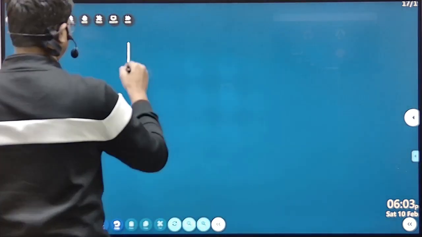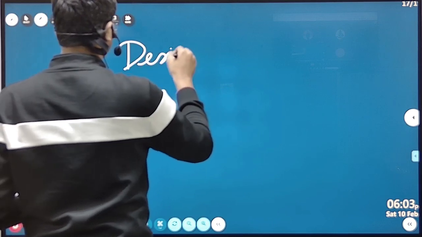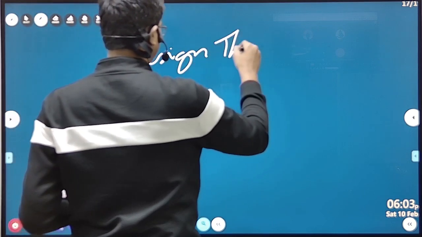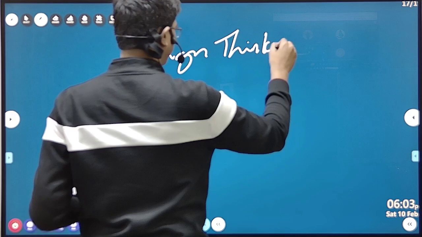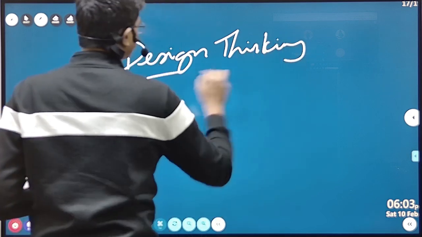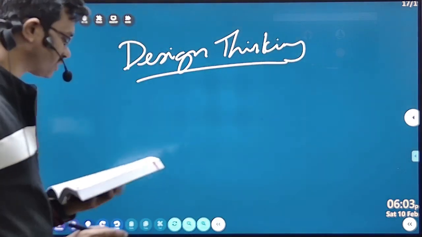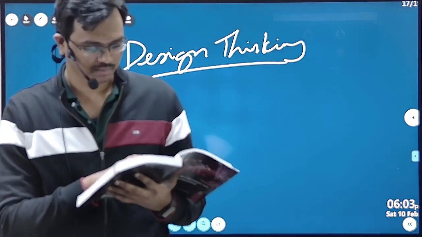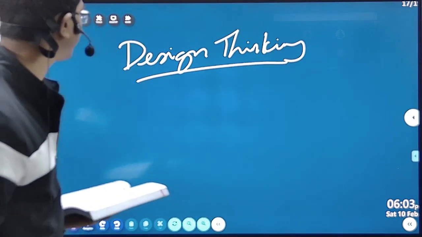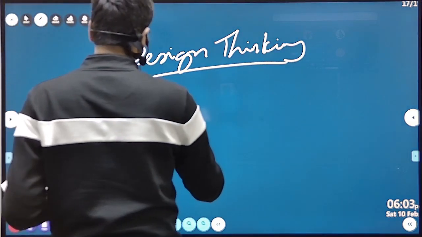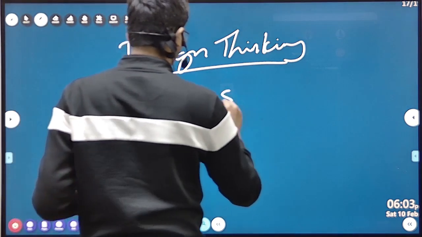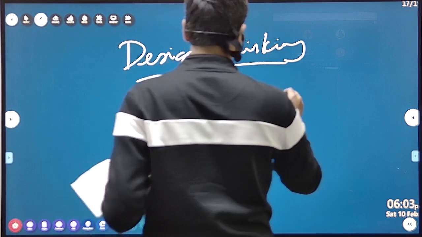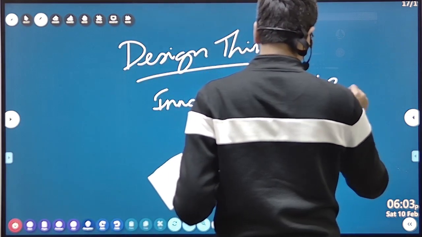Okay, so the last part is called design thinking. What is design thinking? What is the main aim of design thinking? Design thinking is nothing but finding innovative solutions to a problem.